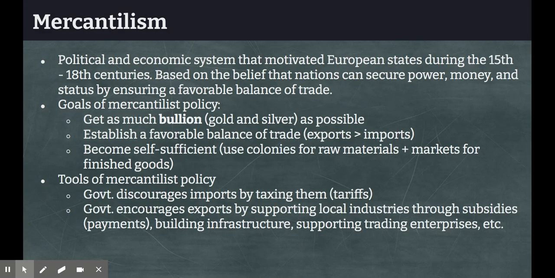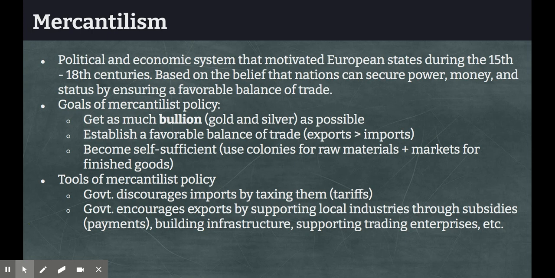All right. So, last but not least, let's talk about mercantilism, which was this economic theory that motivated a lot of European economic policy during this time period. And the foundation of this theory was this idea that nations can secure power, money, and status or glory by ensuring a favorable balance of trade.